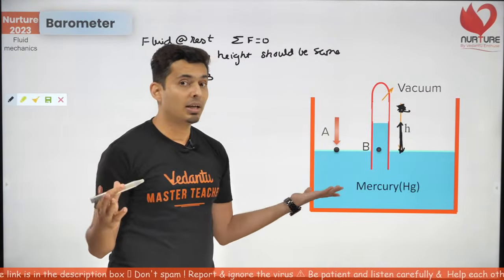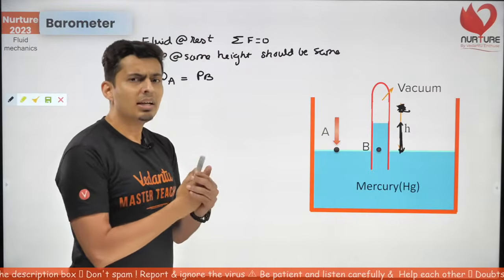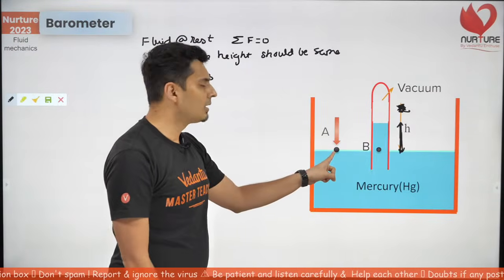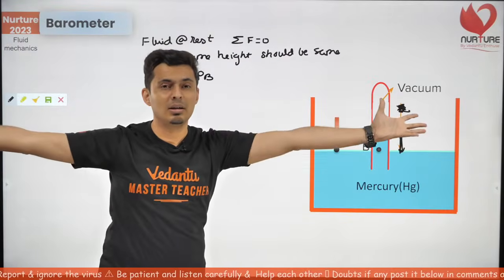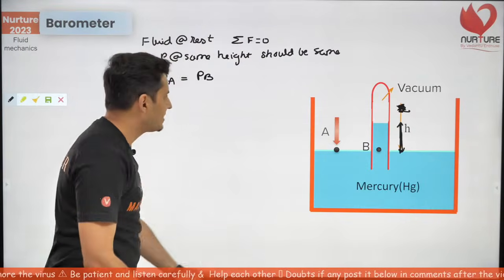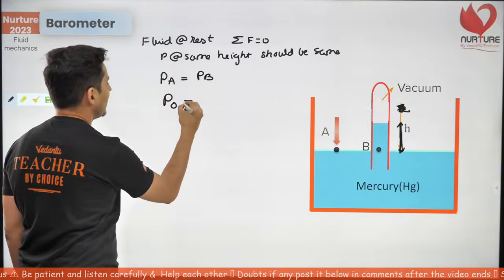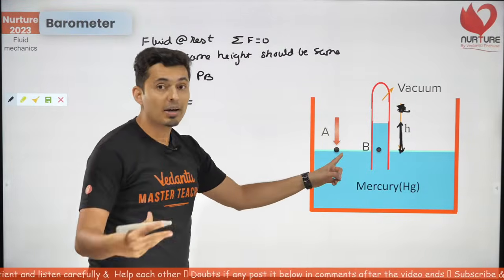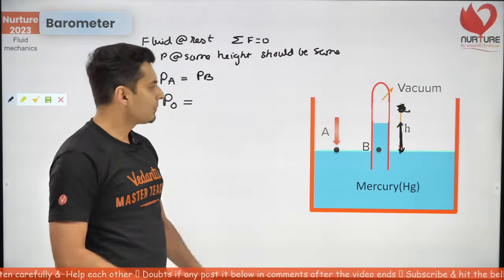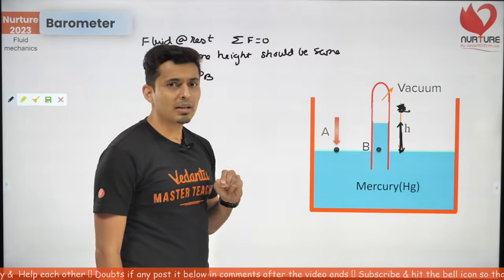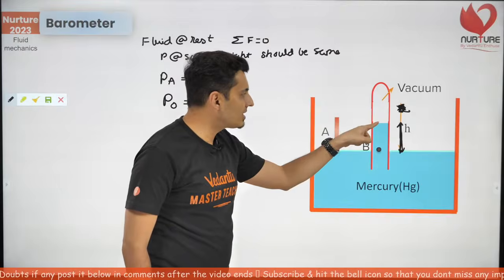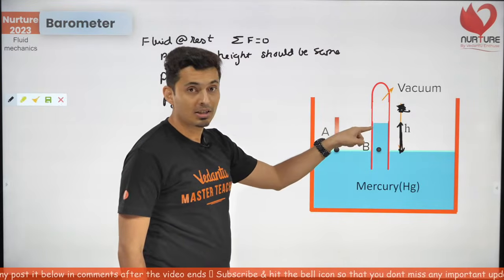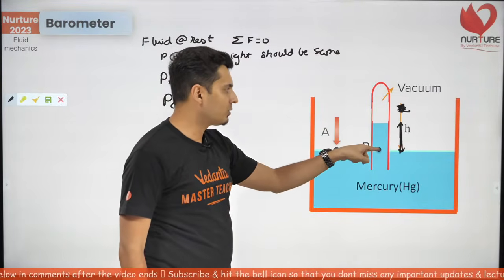So if the pressure at point A and pressure at point B is equal, think what is the pressure at point A? Guys, point A is open to the atmosphere. So what is the pressure at point A? It is just the atmospheric pressure. Correct? Next, what is the pressure at point B? Oh, wait a minute. It is inside a liquid. So it will be pressure at this point plus rho g h.